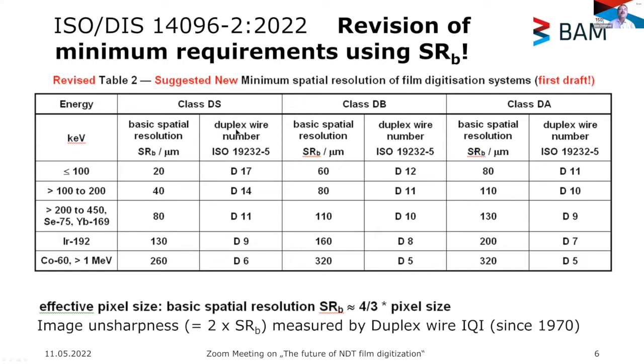And this second column is called the duplex wire number. There is also a standard, because the duplex wire has been in use since 1917. It was a development from the CERL, the Central Electric Research Laboratory in London, in the UK. They developed this, and it was investigated at the International Institute of Welding whether this is a good means to measure the unsharpness in the film. It is a good means, but it never went into the standards for real applications. It went into application when the digital techniques came up. The imaging plate uses the duplex wire, and the DDA, they all use duplex wires. And therefore, the change of the table here for film digitization to the new parameters is just an adaptation of the old values to the new world of terms.